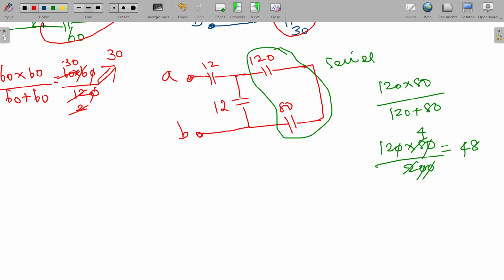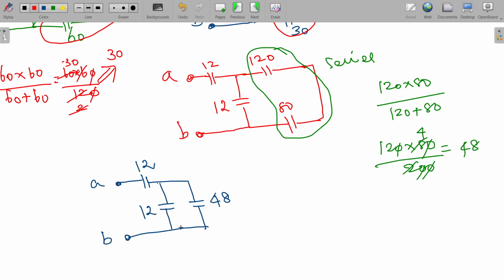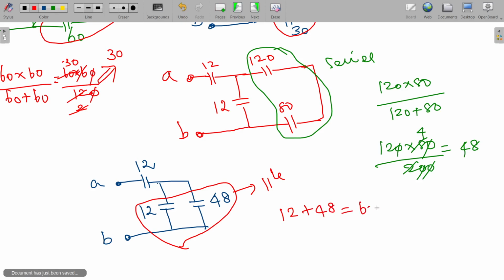So now we'll get the modified form of this. Here it is 12, then you have the equivalent value as 48 microfarad here, and here you get this 12. Okay, this is AB. Now you can check that this 12 and 48 are connected in parallel, right? So you can calculate it as just the sum, 12 plus 48, so that is equal to 60 microfarad.